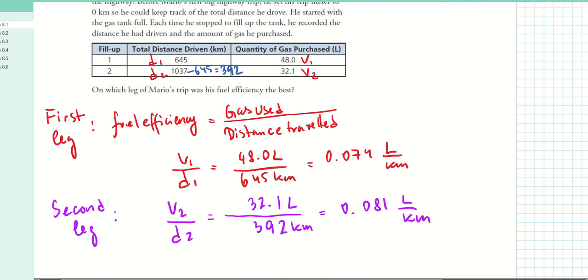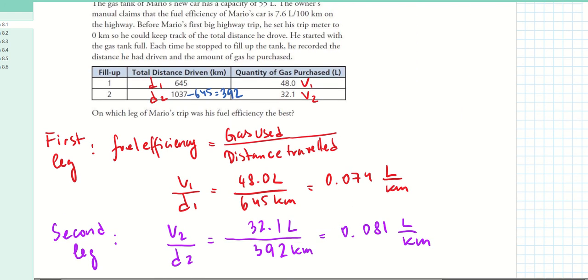Okay, so far so good. We have our two rates for each of the legs of the trip. Now let's take a look at our fuel efficiency. So the user manual, which is normally not really the place that you look at efficiency. Usually people review the cars, not the manufacturer. But anyway, regardless, we have our value to compare to.